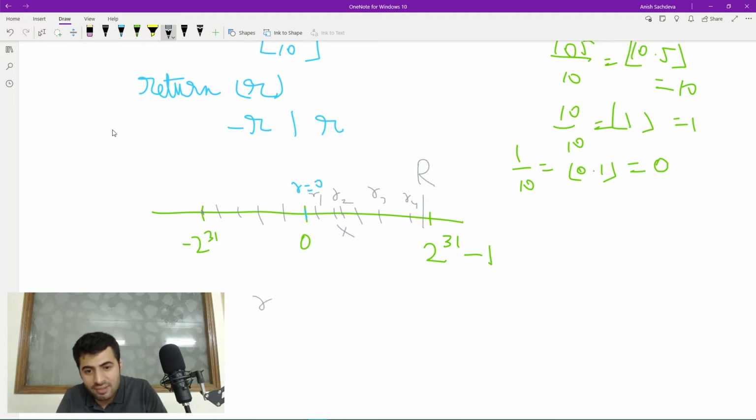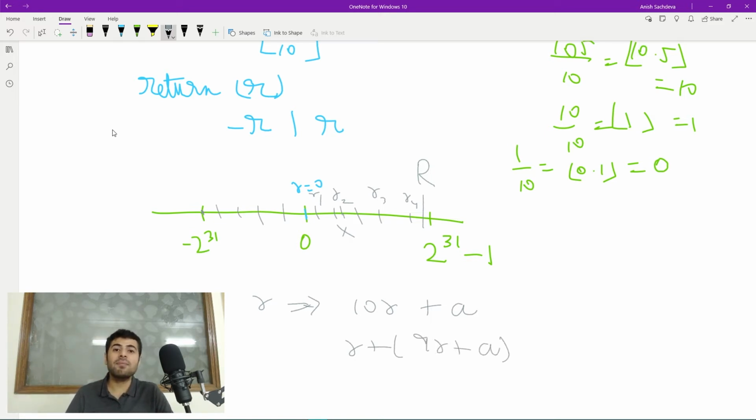Let us say that you have some number r, and in the next iteration you have 10r plus a, where a is any constant between 0 to 9. This is like saying r plus 9r plus a. 9r plus a is not guaranteed to be either positive or negative. It is such a large number that it can cross the bound and come back all the way to the positive. It can cross the bound maybe 3-4 times. And after crossing the bound 3-4 times, it is not guaranteed that it will land on the negative side.